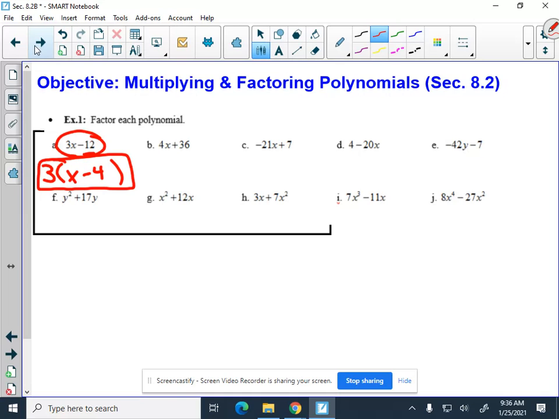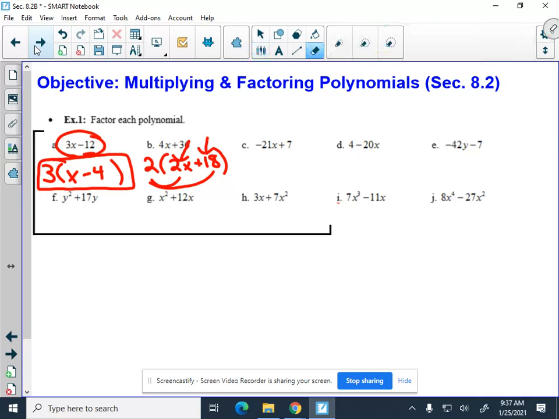Okay? Now this next one. Watch, because I'm going to do this one wrong. So please don't write this one down. Some people might say I'm going to take out 2. Well, 2 times 2x would be 4x. That's correct. And 2 times 18 would be 36. That has been factored, but it hasn't been factored with the greatest number, because both of these numbers in here could still be divided by 2.